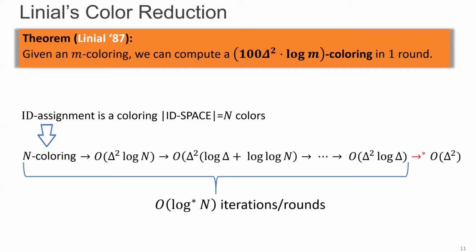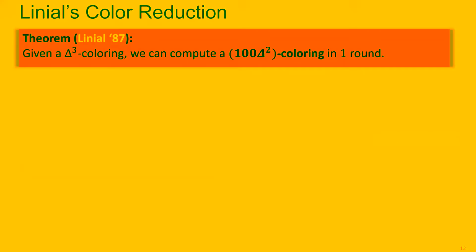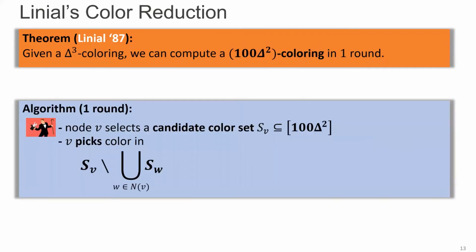There's a small additional trick here in this last step, because if you would just apply this result up here, you would always have this log M, which would always be a log delta term here. So there's some additional trick in this last step. And this is actually the trick that we will look at now. Basically what we will show is that if you have a delta to the 3 coloring, you can go to an order of delta squared coloring. Because a slight modification of this algorithm will result in all the results of this paper.